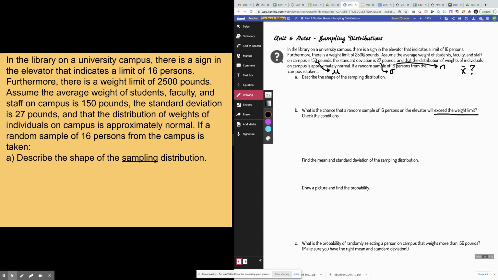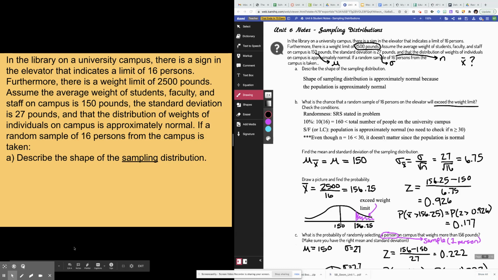So if the weight limit is 2,500 pounds, then each person would have to average a certain amount if we're going to fit 16 people in there. So that's my little hint to you: to calculate x bar, you're going to have to do some division with the total weight limit that they gave you. So pause this video, give this one a try, and then check back with me in just a moment to see how you did.